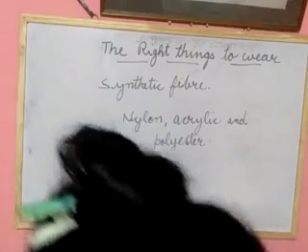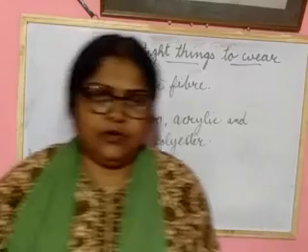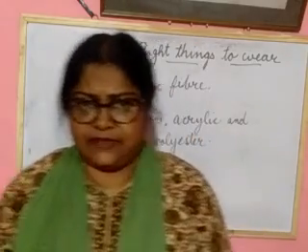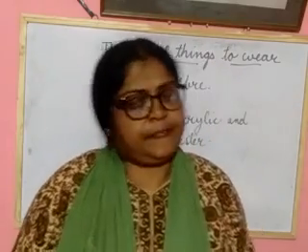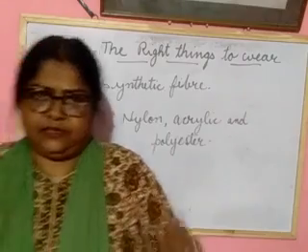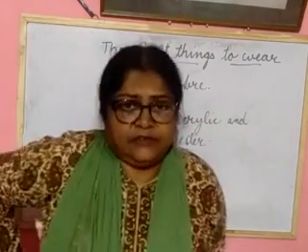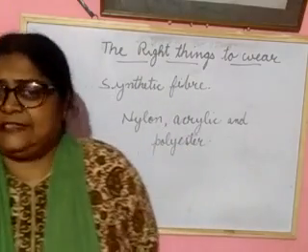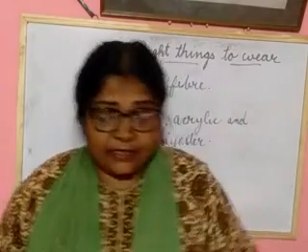You can do this activity outside, or in your home. Today also you can do this activity. Take two pieces of cloth, one synthetic and one cotton, and soak them in water. After that put them in the sun, and you will see that cotton will take time and synthetic will dry fast. So synthetic fiber is made in the factory.